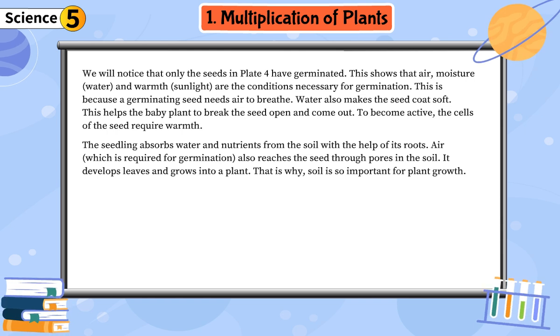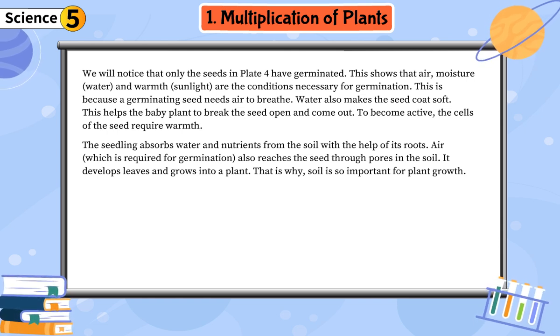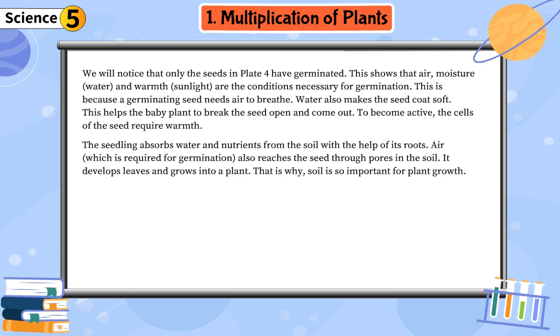The seedling absorbs water and nutrients from the soil with the help of its roots. Air, which is required for germination, also reaches the seed through pores in the soil. It develops leaves and grows into a plant. That is why soil is so important for plant growth.